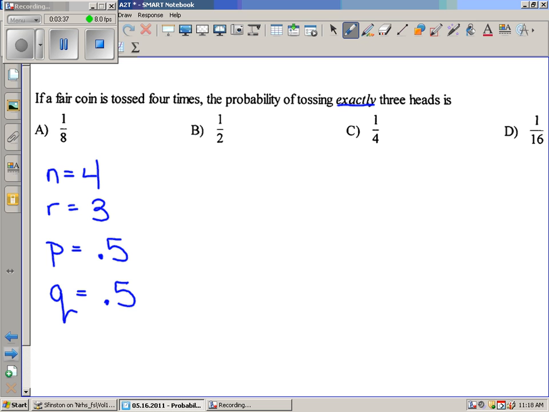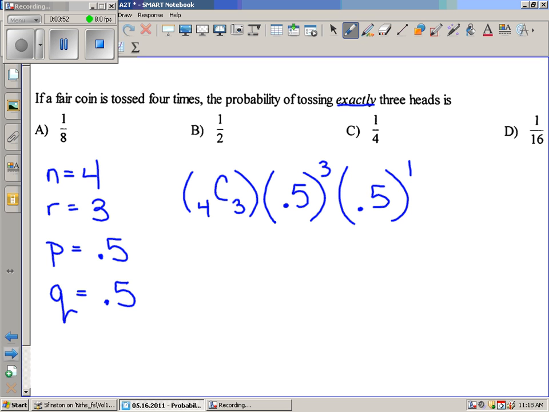And so all you do is plug into your formula. That's going to be 4C3, there's a 0.5 success rate raised to the third, 0.5 to the first. And then we just enter that into the calculator. That's it. That's all we do.